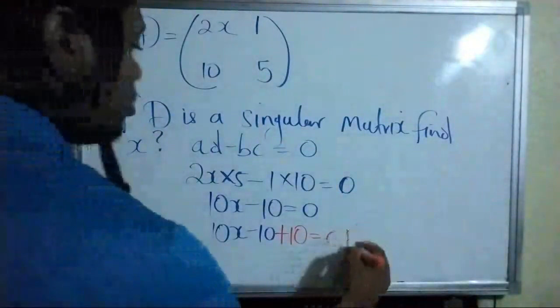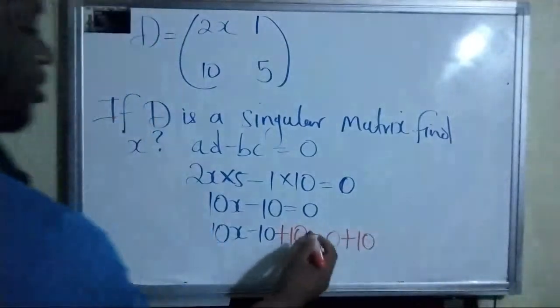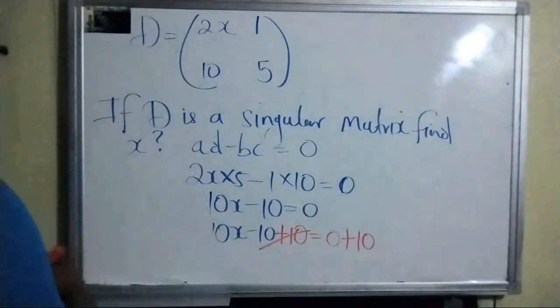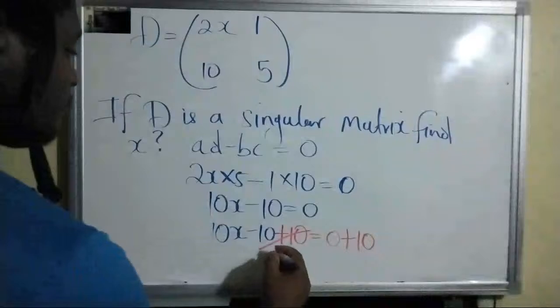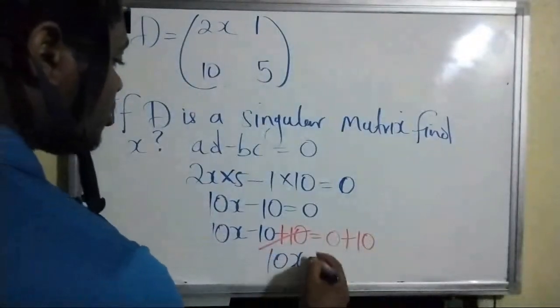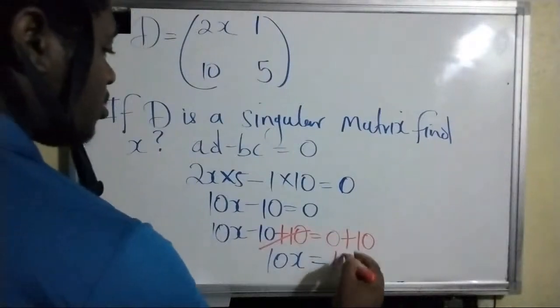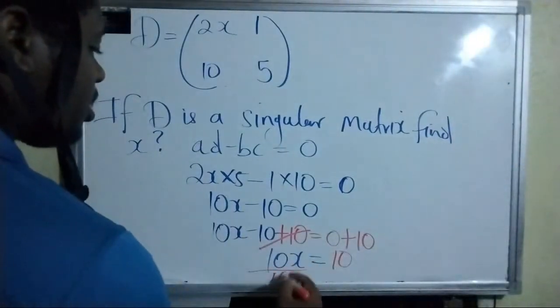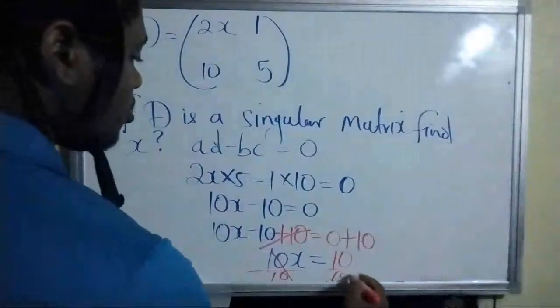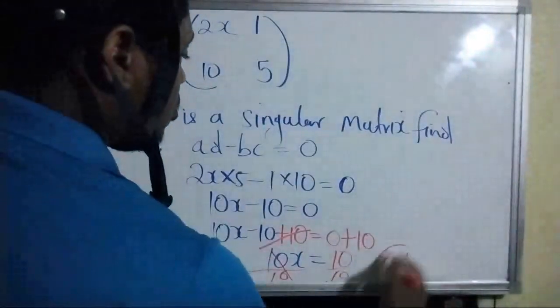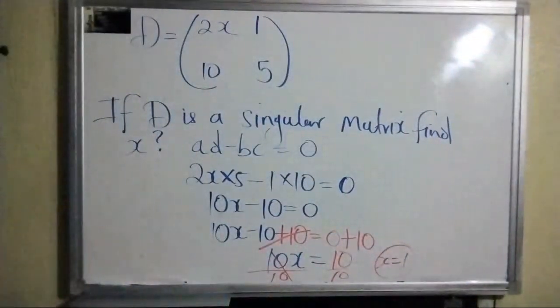So we add 10 to both sides. That gone. So now we have 10x is equal to 10. And then we divide both sides by 10. So x is equal to 1. Very good. Let's go again, guys. See how well you guys handle this next one.